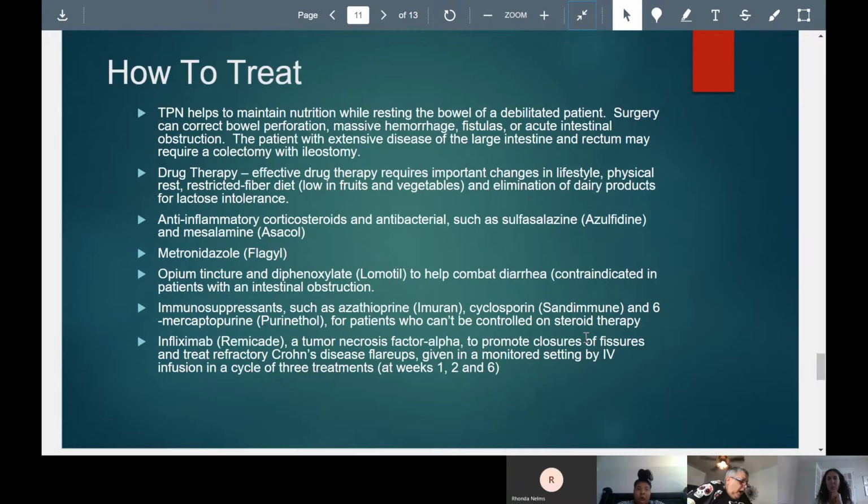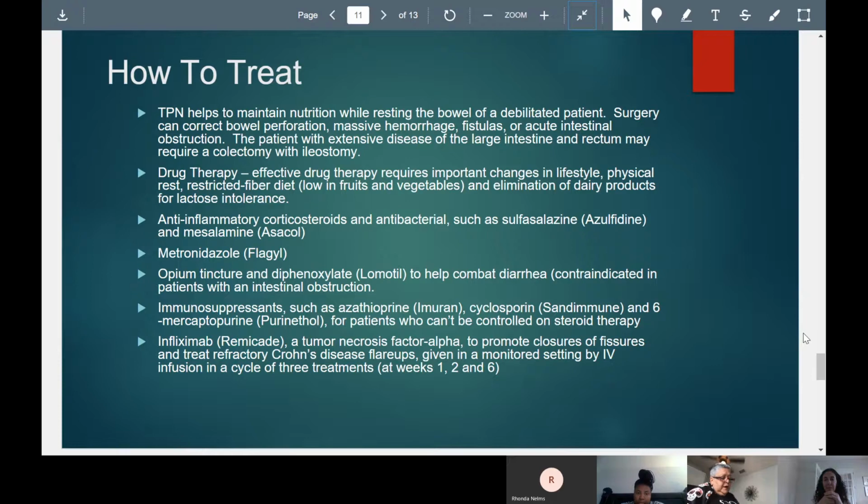How to treat. We have to worry about the nutrition, so they can supplement with TPN, which helps to maintain nutrition while resting the bowel of a debilitated patient. Surgery can correct bowel perforations, massive hemorrhages, fistulas, acute intestinal obstruction. The patient with extensive disease of the large intestine and rectum may require a colectomy with an ileostomy, so that means they'll get the stump in the bag. An ileostomy. Drug therapy.